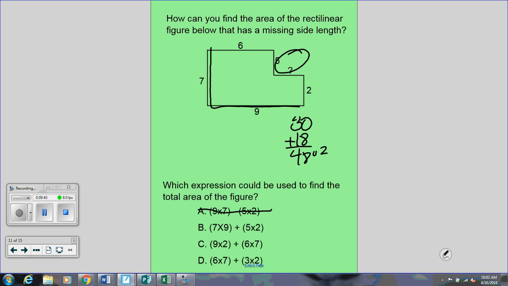All right, let's look at B. A 7 by 9. It's just the same thing. Is a 7 by 9 gonna work? No. Just figured that out.